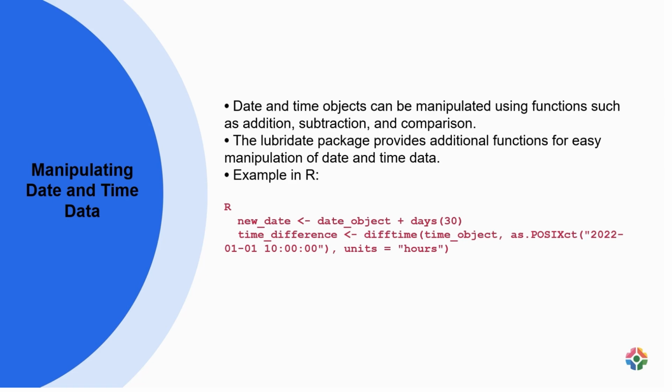Another common operation is calculating the time difference between two time objects. The difftime function enables this calculation. In the sample code, we find the time difference in hours between a given time object and a specific date and time, 2022-01-01 10:00. By incorporating these functionalities into your R scripts, you can efficiently manipulate date and time data for various analytical and visualization tasks.